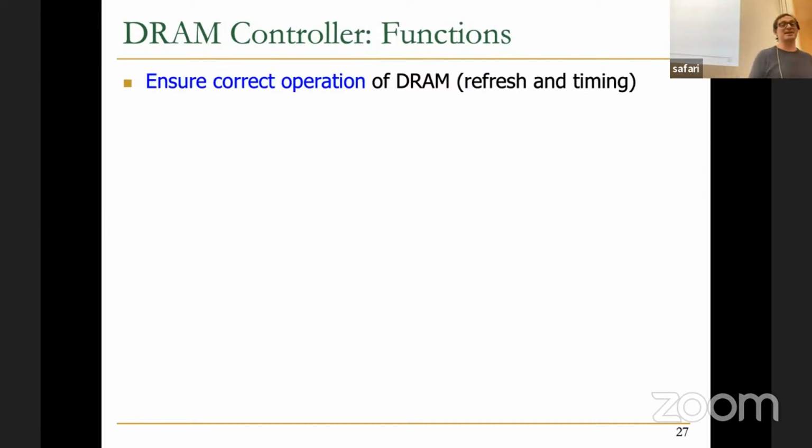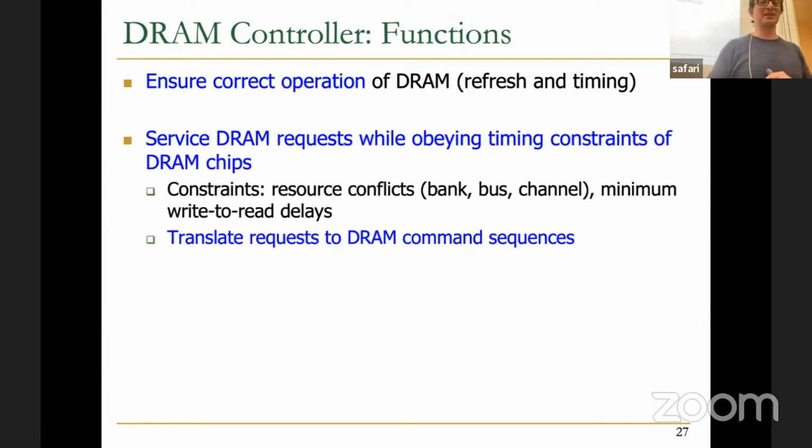Now let's go through some functions, if there are no questions. There are many functions that a memory controller has, specifically for DRAM in this case. You need to ensure correct operation of memory. And in DRAM, there's refresh, timing, and increasingly other things like RowHammer. Basically, correct operation requires a lot of things to think about. On top of this, you need to service DRAM requests while obeying the timing constraints of DRAM chips. That's part of the correct operation. And there are many timing constraints, as we have seen before, because you need to take into account resource conflicts: bank, bus, channel, rank, minimum write-to-read delays, etc. We will see more of these.